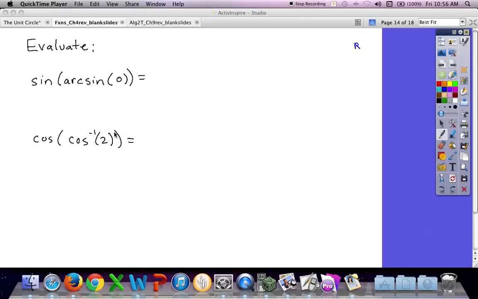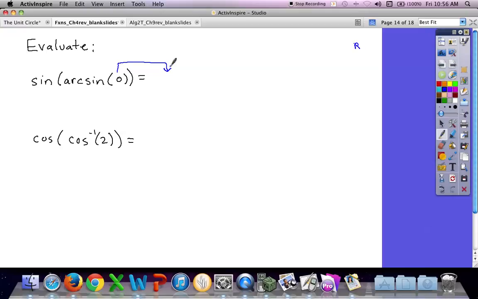Okay, evaluate. Remember we did compositions of functions and inverses, right? And we would like, when it's the same function, the sine and the sine inverse or the arc sine, to think that we can just say whatever this is, that's the answer. But what does that depend on? It depends on whether it's in a domain or not, right?